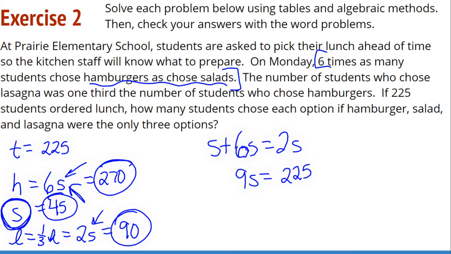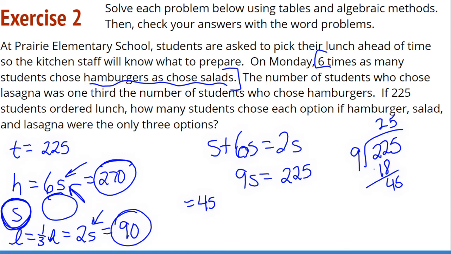So 225 divided by 9. 2 times 9 is 18. So 25. Oh, wow, what a silly mistake. And of course, hopefully you were watching this video thinking, no, you wrote down the wrong number. This 45 right here should be a 25, which is going to change these other numbers.